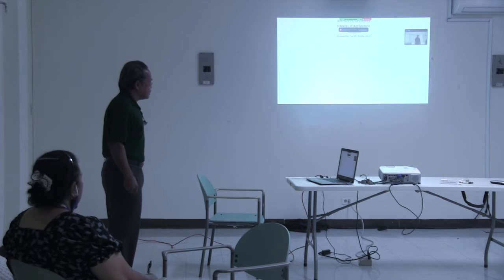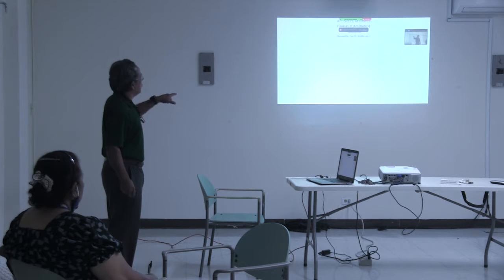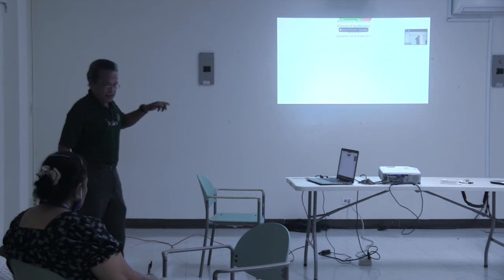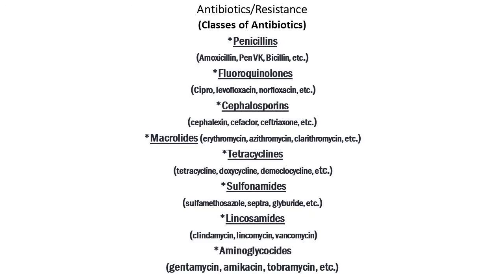I think it's covering. So it's supposed to say classes of antibiotics. The first one is the class penicillin. That's the one that is hidden. Okay, penicillin. I'll show you a slide later on. You remember at the beginning it was just one type of penicillin. Now there are lots of different types of penicillin depending on the use.